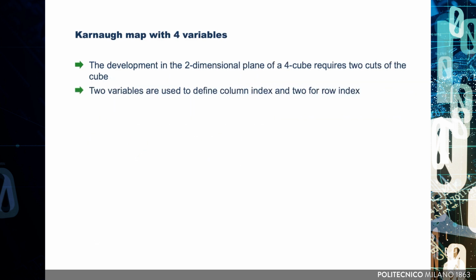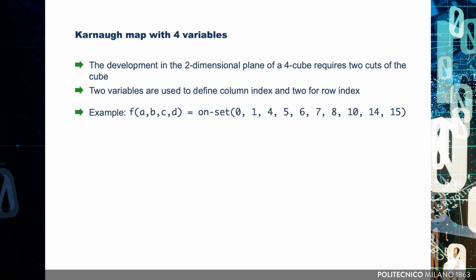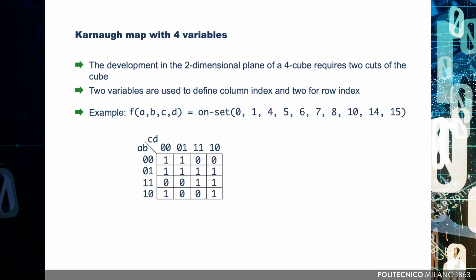The unfolding of a 4 cube onto a two-dimensional plane requires multiple cuts. This results in a 4 times 4 Karnaugh map, where we use two variables to index the rows and two to index the columns. Let's take an example of a function with 4 variables. Here is the Karnaugh map. For simplicity, we omit the representation of the 4 cube.